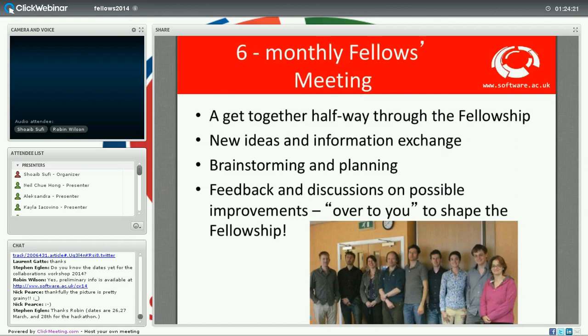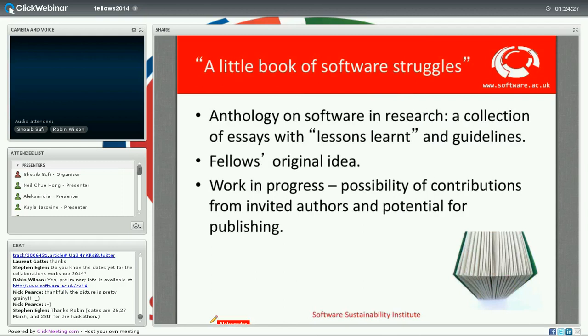One of the things that the fellows are working on, and that actually came out of the fellows themselves, as opposed to what we'd told them to do or suggested to them, was the creation of an anthology, or what they'd like to term it, a little book of software struggles. And it was really about different researchers' experience of software in their domain.